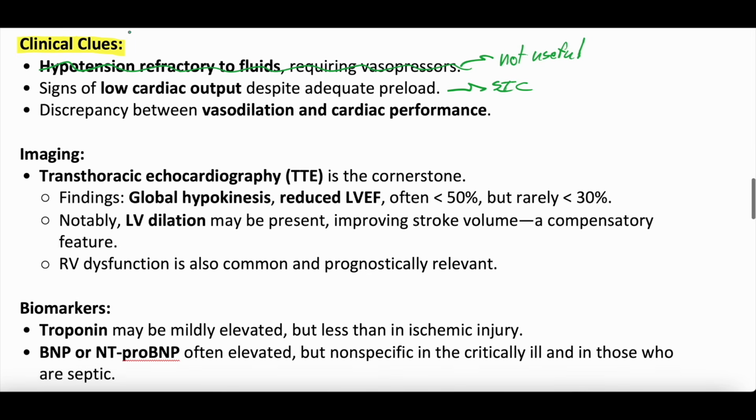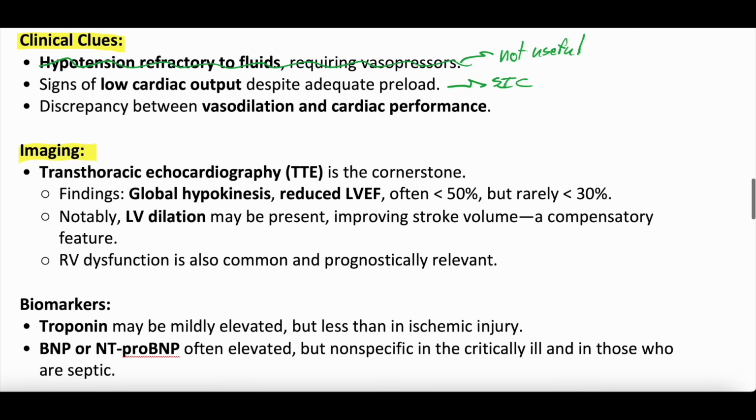But really you need imaging to diagnose this. And the biggest type of imaging here is transthoracic echocardiogram, or TTE. And what it will show is some global hypokinesis of the left ventricle. That left ventricle is not contracting robustly enough. But it's not just one part of the left ventricle, right? It's not that just the anterior wall is down. This is global dysfunction of the left ventricle that then leads to reduced LVEF, left ventricular ejection fraction, often less than 50%, but it can go much lower, okay? But often less than 50%.